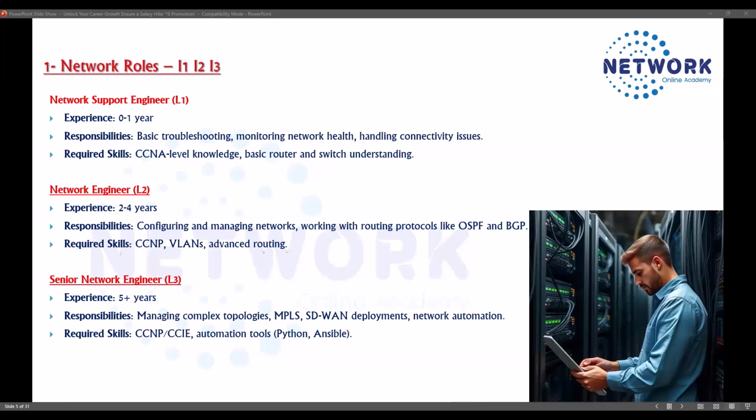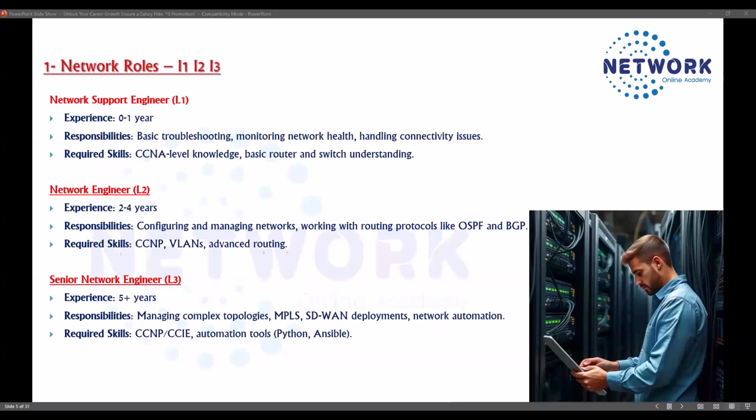Now, once you gain some experience, you will automatically fall into the next category called level two engineers, where the network engineer will have around 2 to 4 years of experience. Again, doing the same thing, majorly doing additional configuration and management, which means you are not just troubleshooting or monitoring, you are also doing management, which means making the changes in the network as per the design configurations given to you, verifying them, testing them, many things.